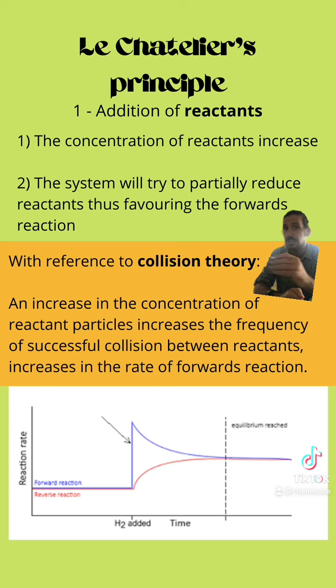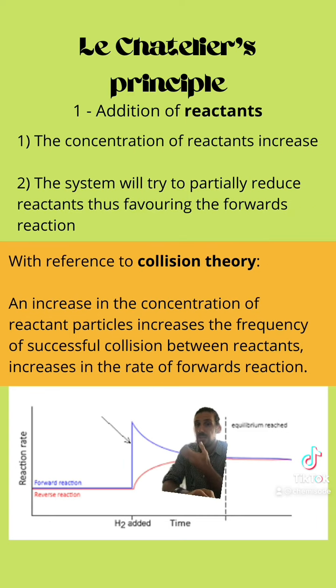I'm going to go one step further with this particular example and talk about why this happens with reference to collision theory. I've got a lovely graph down here which talks about the rates of the forwards and reverse reaction. Now, if I add more reactants, what that means is the increase in concentration of reactants makes more frequent collisions between our reactant particles. What that does is, as you can see here, it speeds up my forwards reaction.